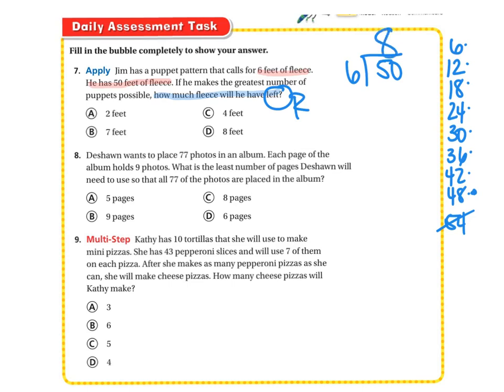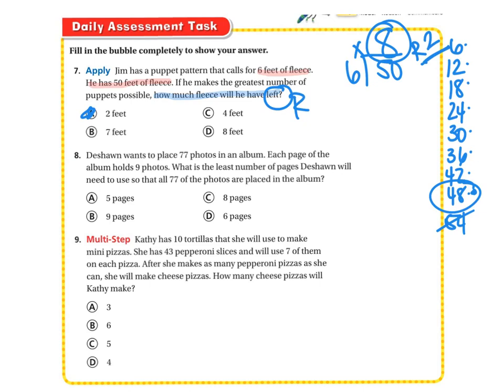Now, going back on what we did yesterday, since 6 times 8 was 48, that means we're going to have a remainder of 2 because it was 48. So that means he's going to be able to make 8 puppets, and he's going to have 2 feet left over that he can't do anything with. So that one would be A.